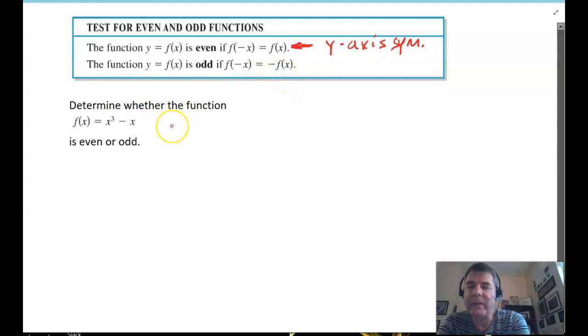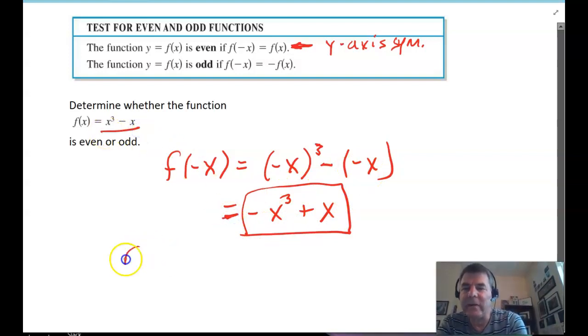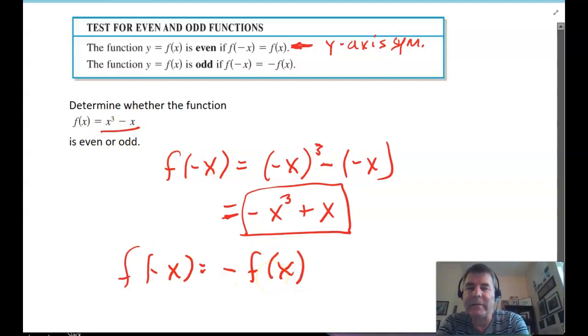All right, let's determine whether this function is even or odd. So I am going to see what f of negative x is. So that's going to be negative x cubed minus negative x. When I cube a negative, I get a negative out, and minus a negative is plus. Notice that this is the exact opposite of what we started with. So we can say that f of negative x is really the same thing as negative f of positive x, and therefore this function is odd.